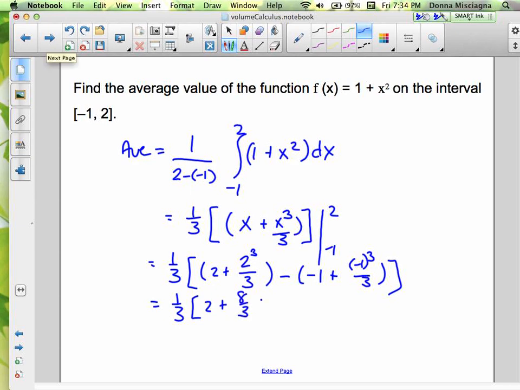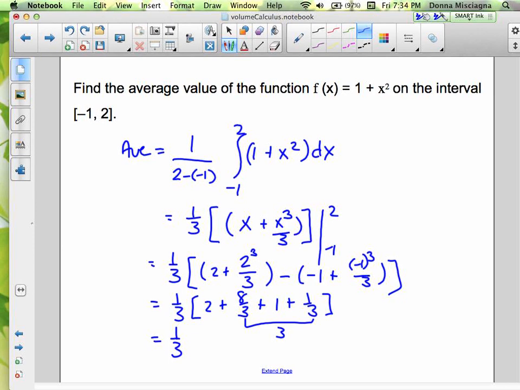Minus a -1 becomes +1. Minus, this is going to be a -1/3, becomes +1/3. Let's add these two together because 9/3 is 3. So we have 2 plus 1 plus 3, which is 6.